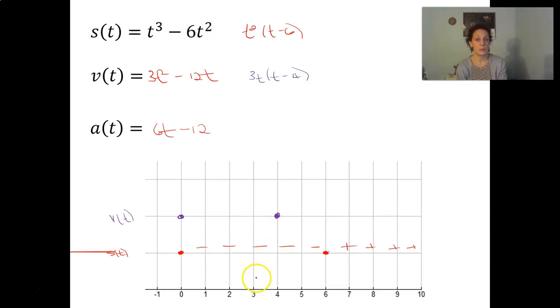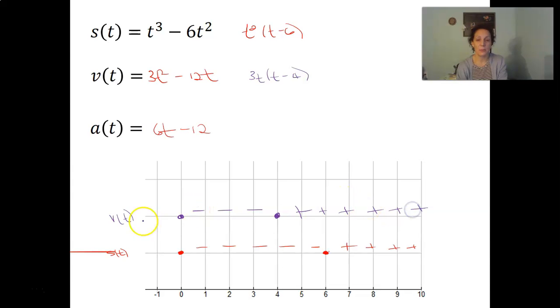So let's check and see what's going on. If I choose a point in this first interval, let's say, oh, I don't know, 1, you get 3 times negative 3, so it's negative in here. I'm going to have a negative velocity on that whole first interval between 0 and 4. If I look after 4 and put in a number like 5, I'm going to get 15 times 1. Everything over here is positive.